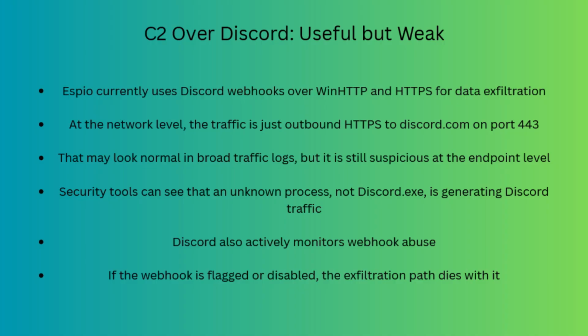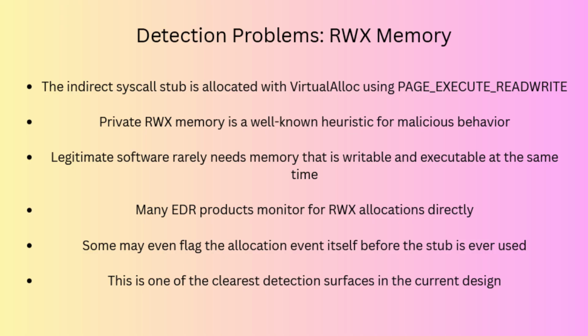There are still some problems with Espio though. Firstly, my indirect syscall stub is 21 bytes allocated with virtual allocation using page execute read write. That is well known by EDR heuristics. Legitimate applications almost never need memory that is simultaneously writable and executable. A lot of popular EDR products monitor for private RWX allocations. Some even flag on the virtual allocation call itself.